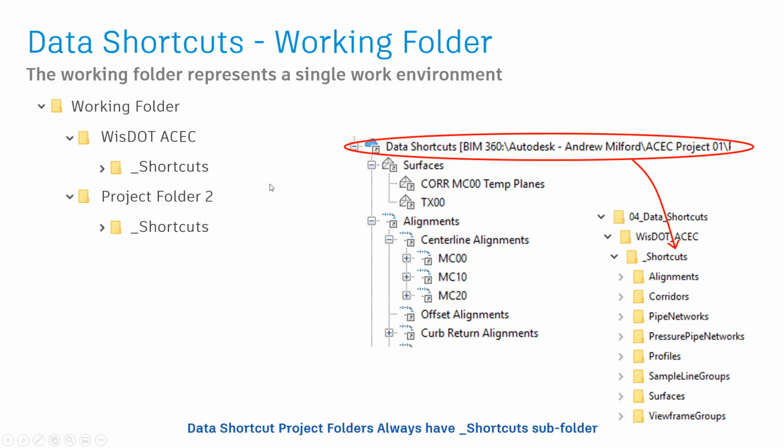You can see in this example we have the underscore shortcuts folder, which is always a mandatory folder. If we go one level up, this is known as the project folder, and if we go up another level, that would be our working folder.